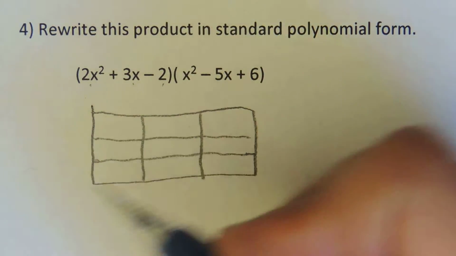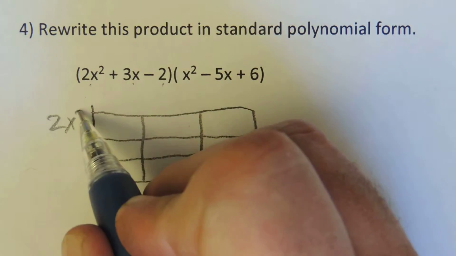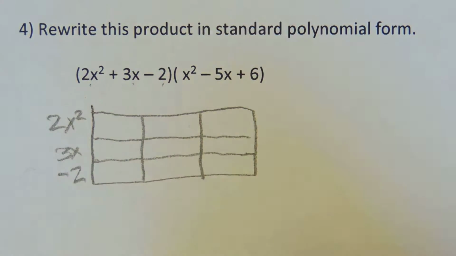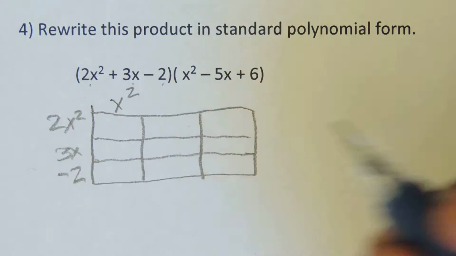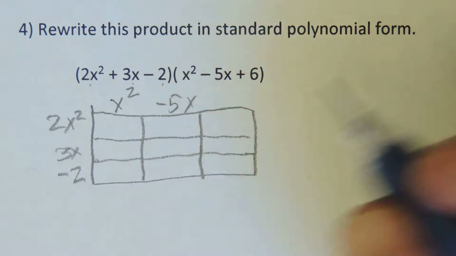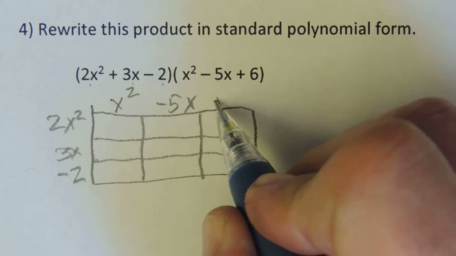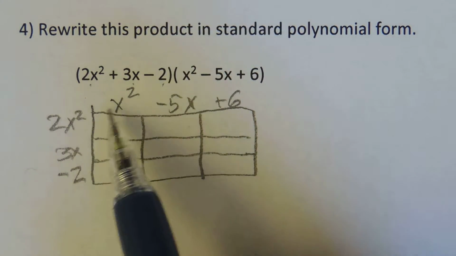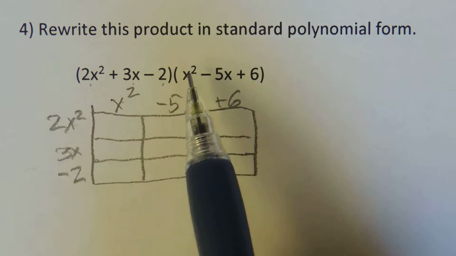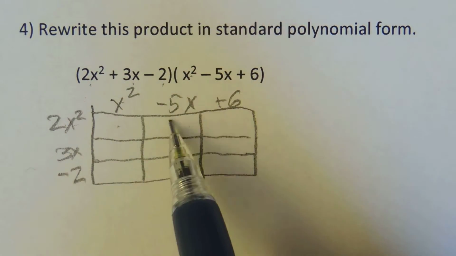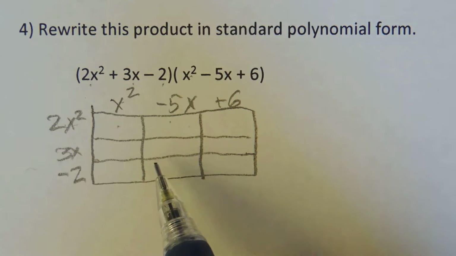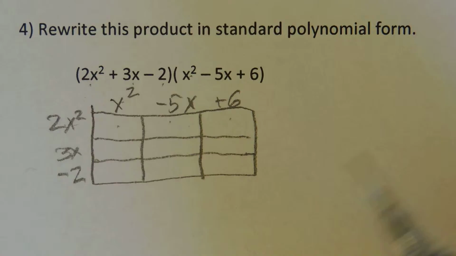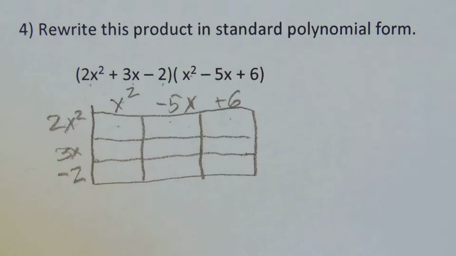So I'm going to have 2x squared over here, 3x here, minus 2 here. I'll have x squared here, minus 5x, plus 6. And that gives me a place to multiply this term times this term. I put that here. This term times this term, I put that here. This term times this term, I put that here. So it gives me a place to put all of the things that I'm multiplying. And I'm just going to go ahead and do that and put those all in place.